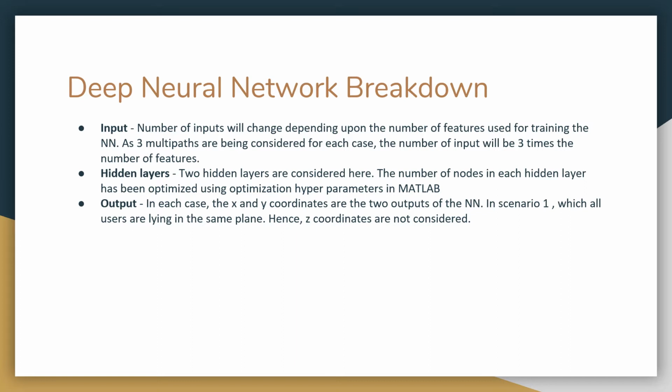For our hidden layers, we consider 2 within our project. The number of nodes in each hidden layer has been optimized using optimization hyperparameters in MATLAB. And for our output, in each case, the X and Y coordinates are the outputs of our neural network. In scenario one, all users are assumed to be lying in the same plane, hence the Z coordinates are not considered.